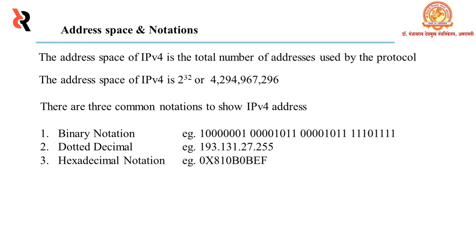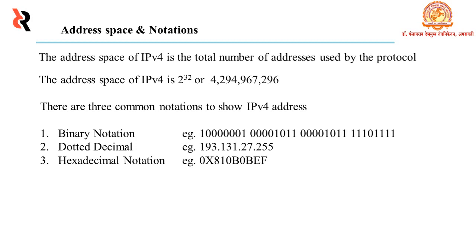There are three common notations for an IP version 4 address: binary notation, dotted decimal notation, and hexadecimal notation. In binary notation, the IP version 4 address is displayed as 32 bits. Each octet is often referred to as a byte. It is called an octet because each decimal number represents a byte or 8 bits.